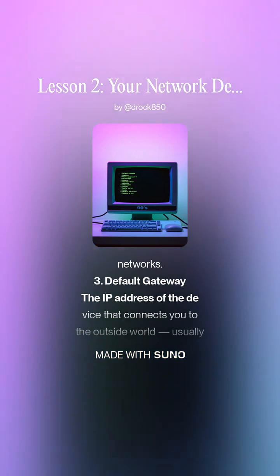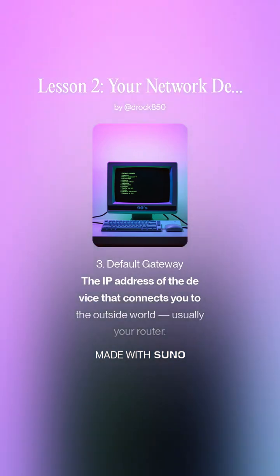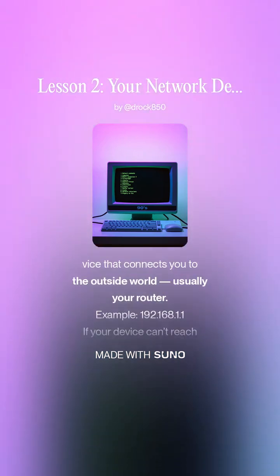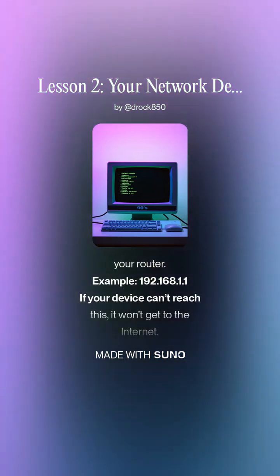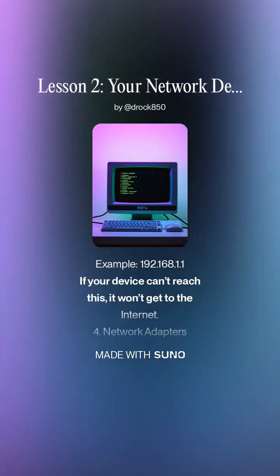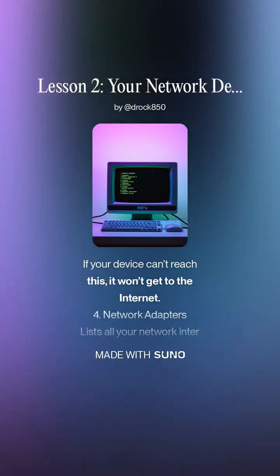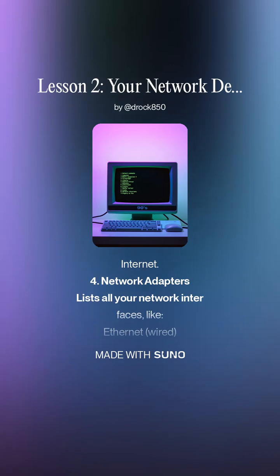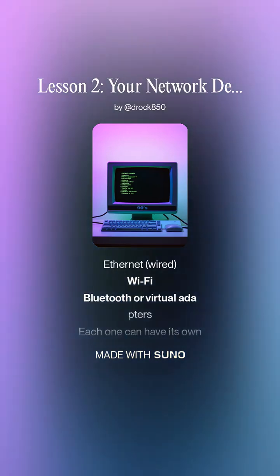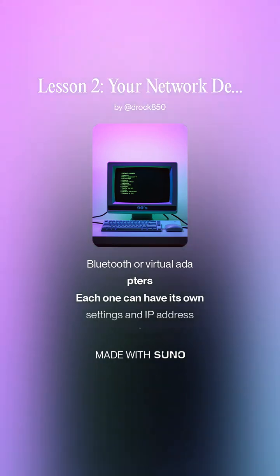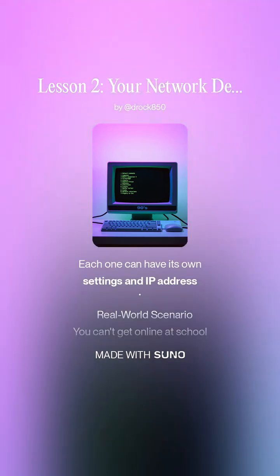Three, default gateway. The IP address of the device that connects you to the outside world, usually your router. Example: 192.168.1.1. If your device can't reach this, it won't get to the internet. Four, network adapter. Lists all your network interfaces like Ethernet, Wi-Fi, Bluetooth, or virtual adapters. Each one can have its own settings and IP address.